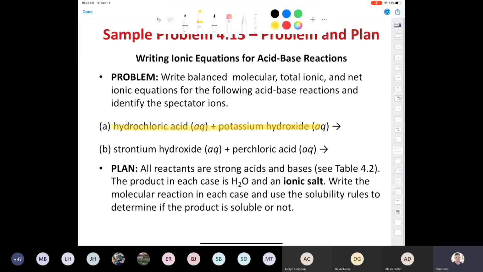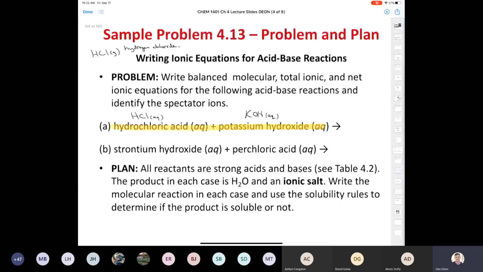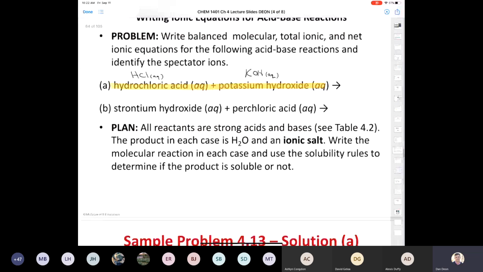Remember that if you just write HCl, that's not hydrochloric acid. HCl is actually a gas at room temperature, so that's hydrogen chloride. Hydrochloric acid is what you get when you put hydrogen chloride in water. So hydrogen chloride is a gas, and hydrochloric acid is an aqueous solution of hydrogen chloride in water. Now that we've got those two, we're going to end up with a salt plus water: potassium chloride and water.